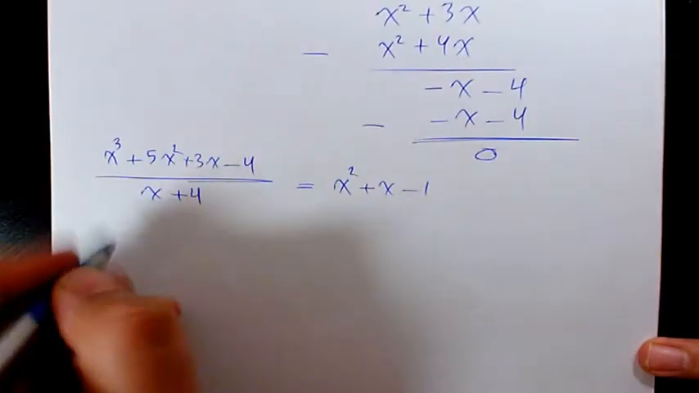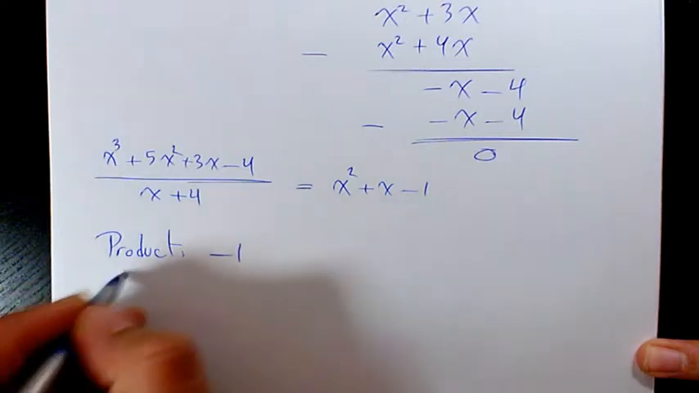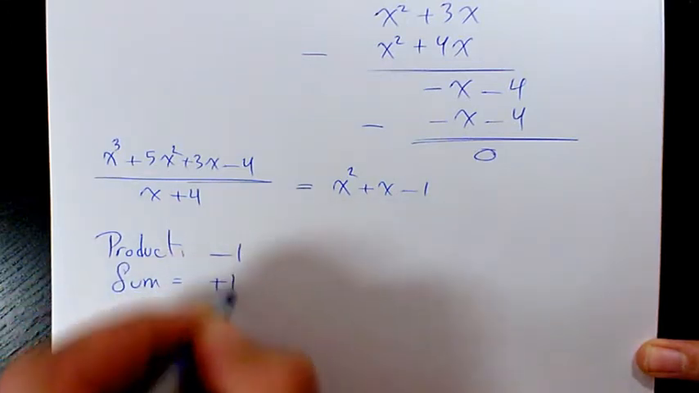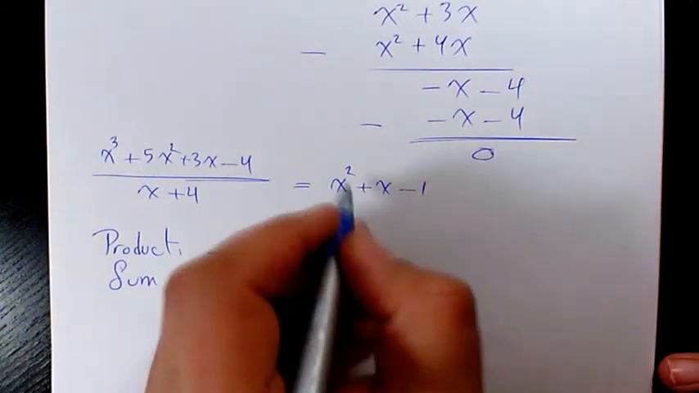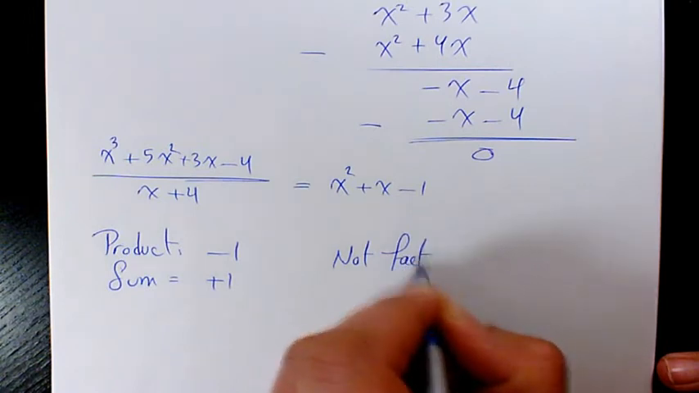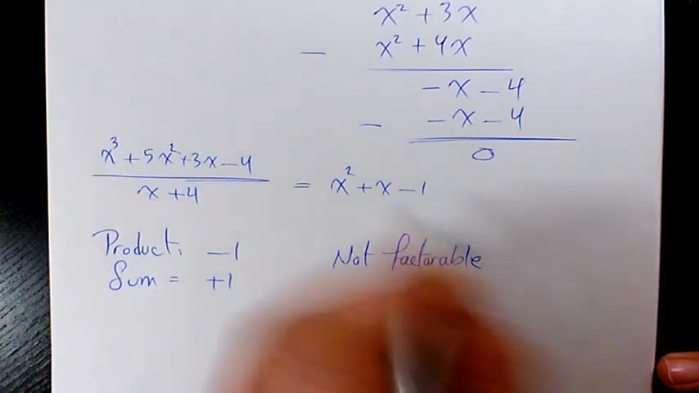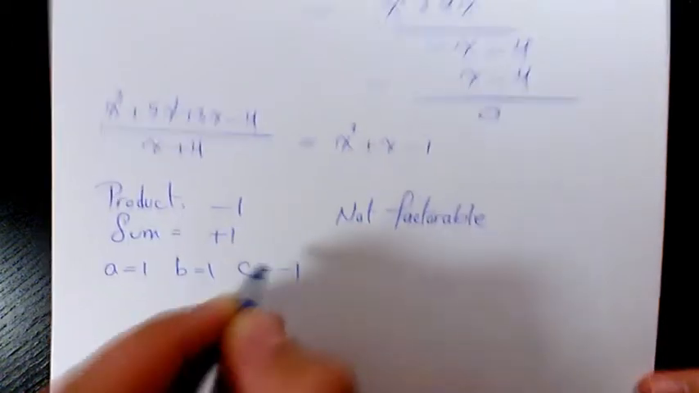How to factor this one? We are looking for two numbers whose product is negative 1 and sum is positive 1. Let's see what two numbers we get in here. Well, we cannot factor that here, so basically I need to use the quadratic formula. So, not factorable. I'm going to use the quadratic formula. A is 1, B is 1, C is negative 1.